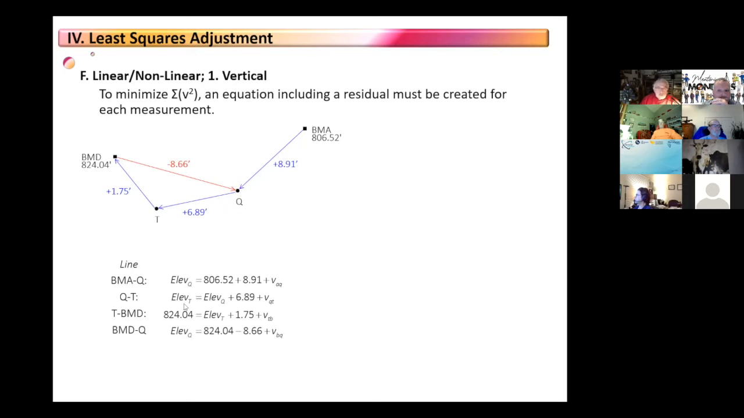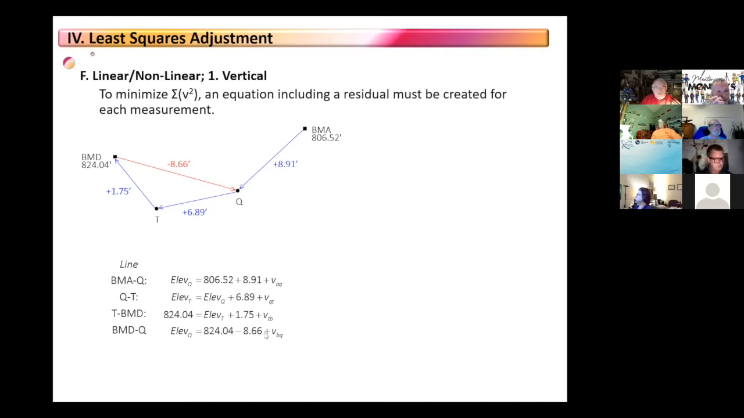To get to point T for our next one, we go from this elevation, add this to it to get that elevation, and we add its residual term, and so on and so forth. So for each one of these, we write an equation. Now, some of those numbers we know, and some we don't. The numbers we don't know are the elevations, the points that we're trying to determine, and also the residual terms.